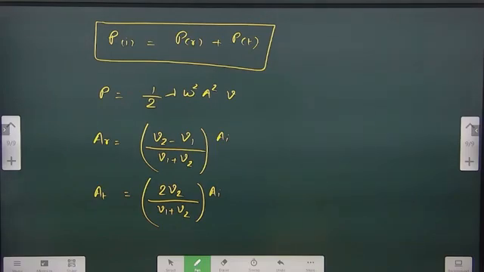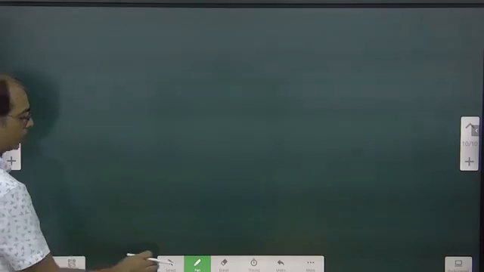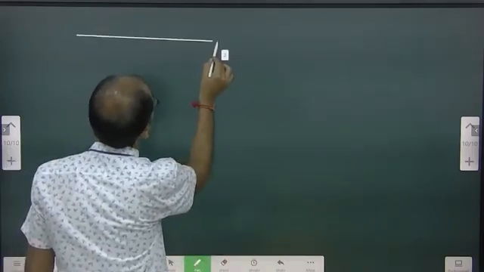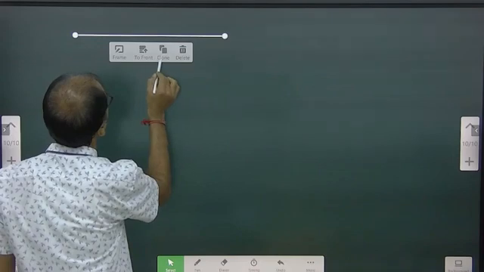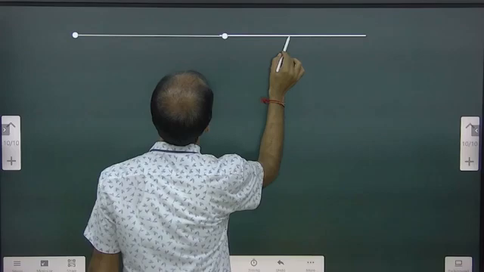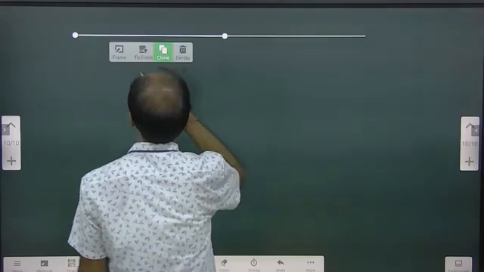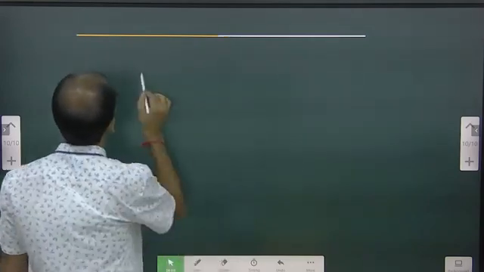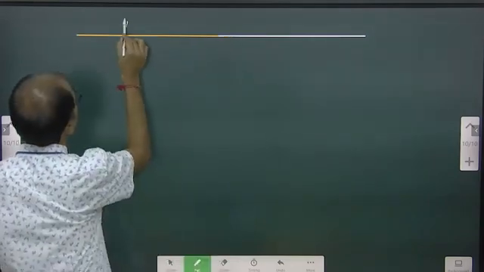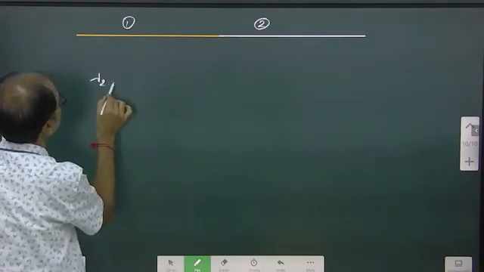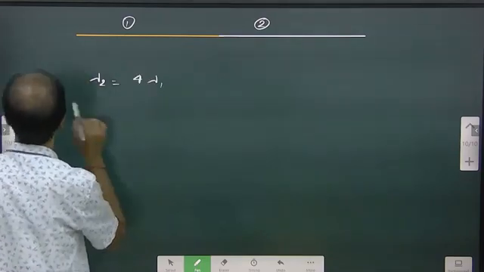Completed? Yes, sir. Okay. So now suppose that we have a question in which two strings are there. Two strings are there like this. This string 1 and string 2. Lambda 2 is actually 4 times lambda 1. That's given to you.